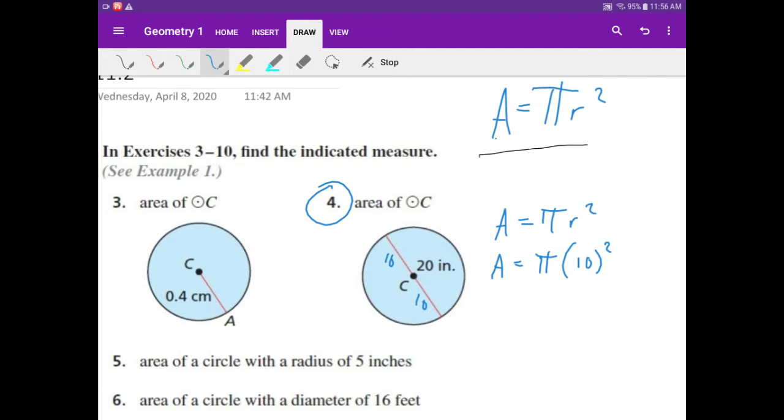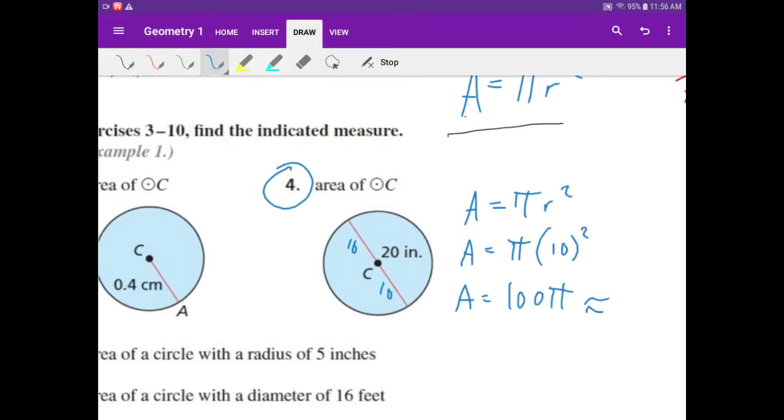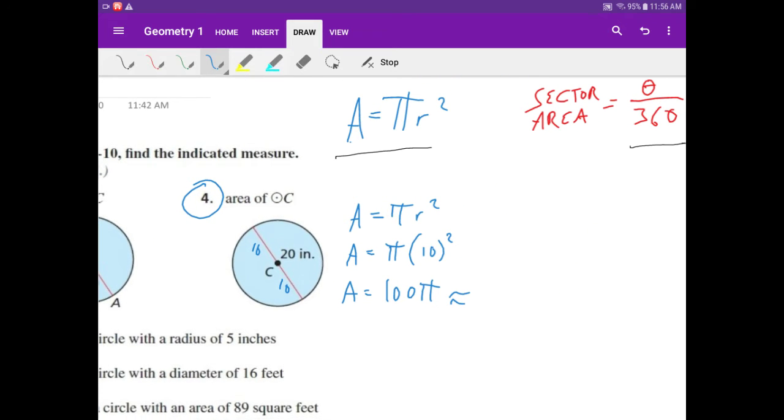If you're doing it the exact way, your area is 100 pi, which is approximately, if you're doing it the decimal way, 314 point something. So 100 times pi, 314.16. So that's your exact answer. That's your approximate answer.